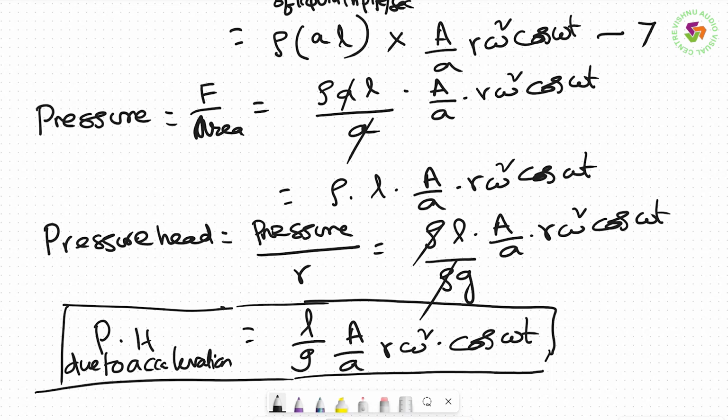Shall I call this basically force? You can call it force, that is equation 7. Then pressure is 8, pressure head is 9, and finally this is 10.